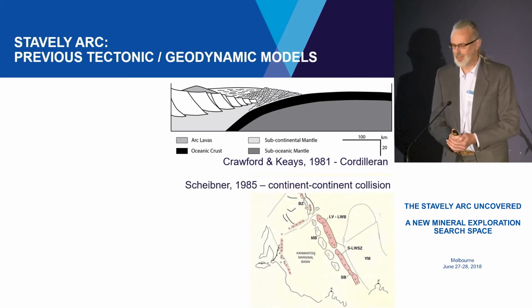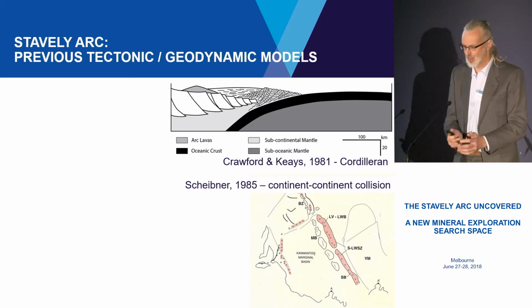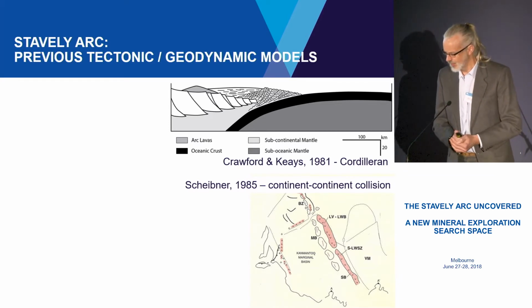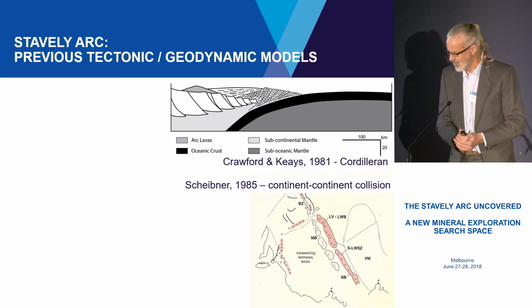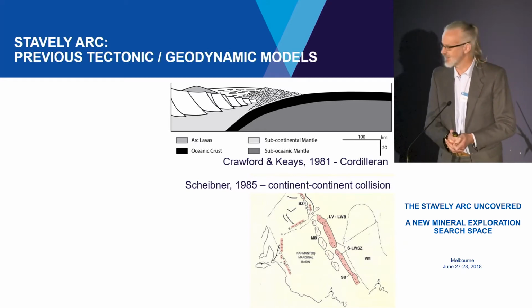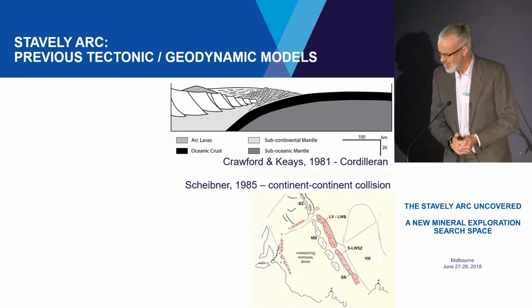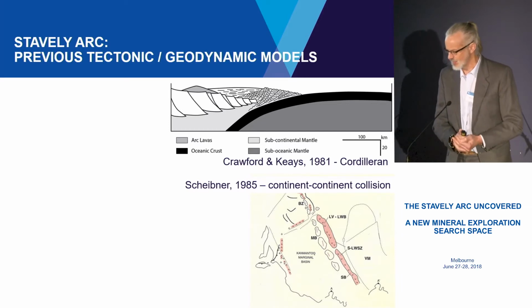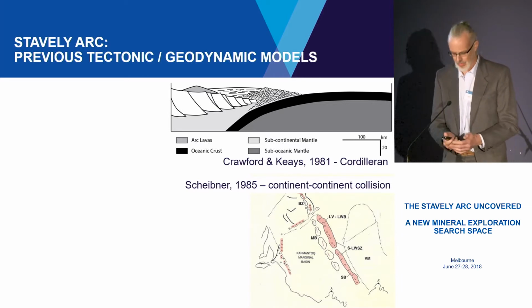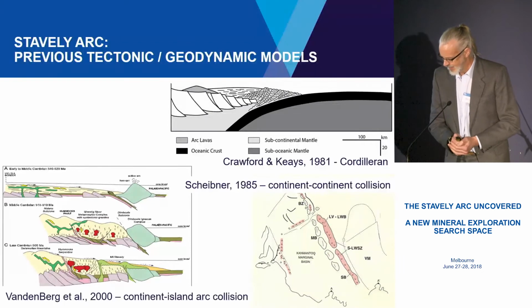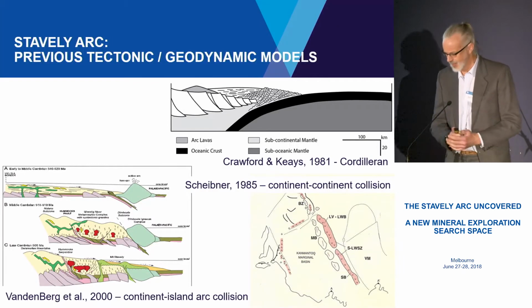And then Erwin Scheibner, the New South Wales geologist, very good geologist, he proposed a continent-continent collision with an ocean-dipping subduction zone, and he had the Victorian microcontinent to the east of the Stavely Arc. That's what VM stands for there. And basically, ocean-dipping subduction drew that microcontinent in, it collided with Gondwana. And then this was quite strongly influenced by Tasmania.